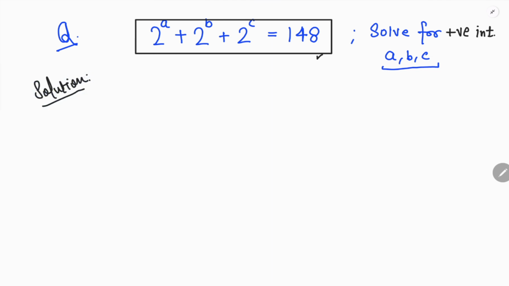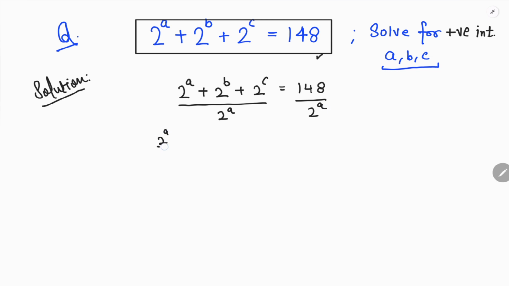Solution. So we are given 2 raised to power a plus 2 raised to power b plus 2 raised to power c is equal to 148. Okay, what will I try to do? I will divide by one of these. Suppose I divide both sides by 2 raised to power a. Okay, so what do I get here?